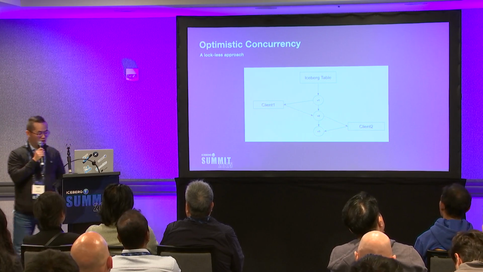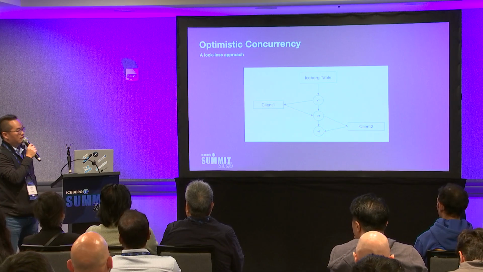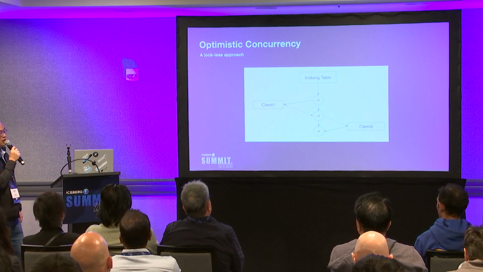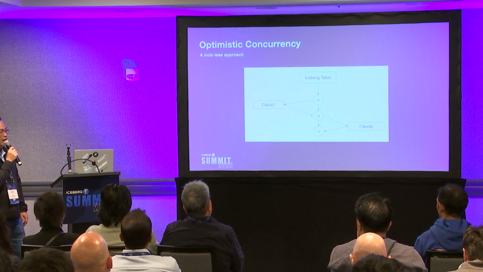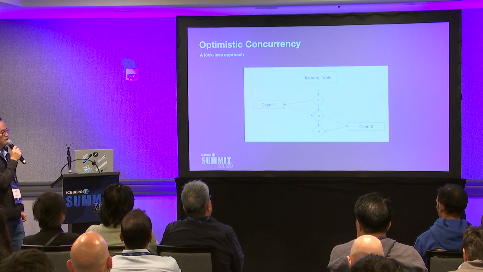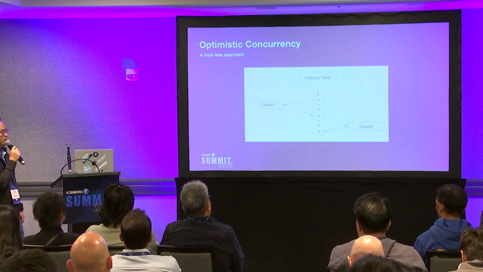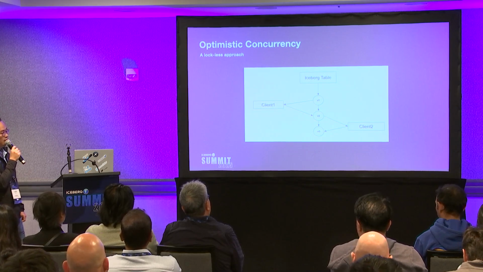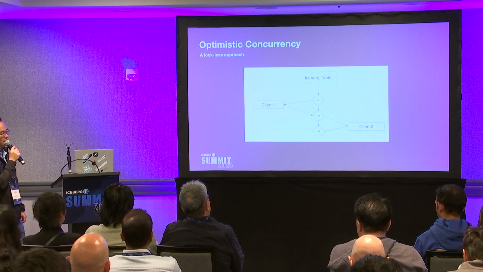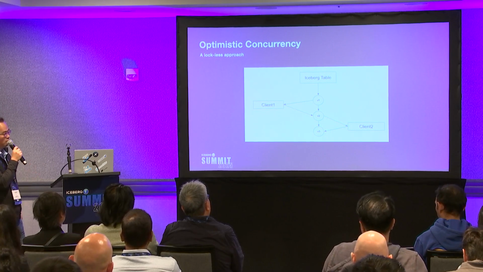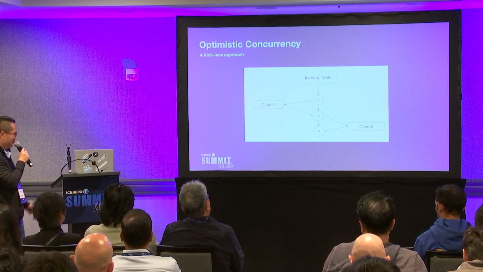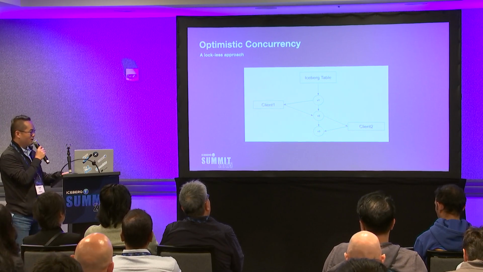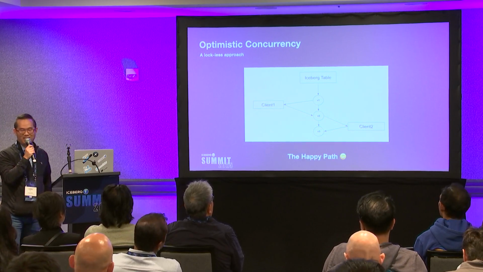So this graph shows an Iceberg table starting with version 1, and client 1 makes some change based on version 1 and commits it as v2. Then client 2 makes some change based on v2 and commits that change as v3. So you probably already guessed, it's a happy path.